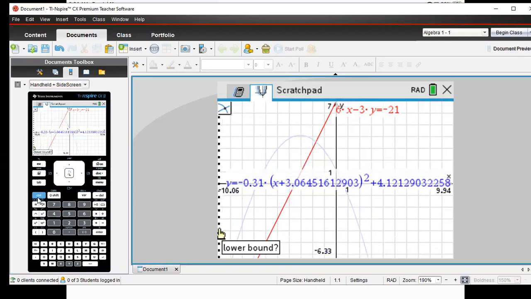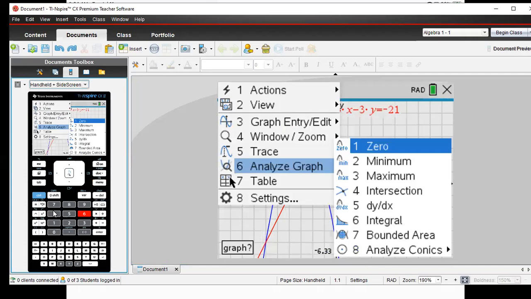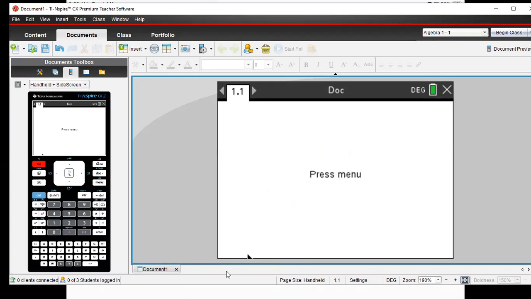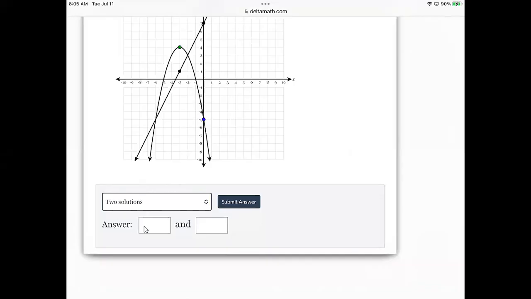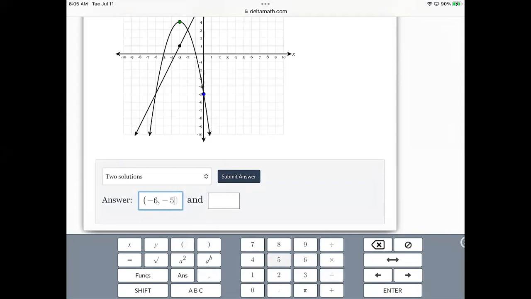Oops. Control Z. Let me try that again. Menu 64. Gonna start here on the left, pull it to the right. See, one of the intersections is a negative 6 and negative 5. So we can put that answer here. Negative 6, comma, negative 5.